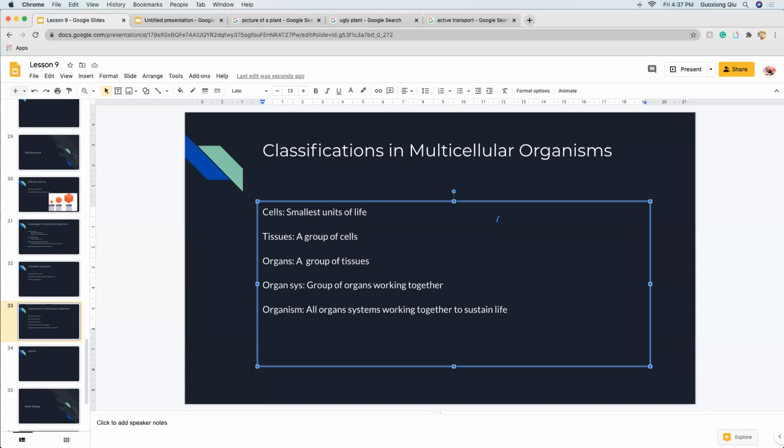A group of tissues combine to form an organ. Now, a group of organs working together is referred to as an organ system. And then different organ systems working together creates an organism.